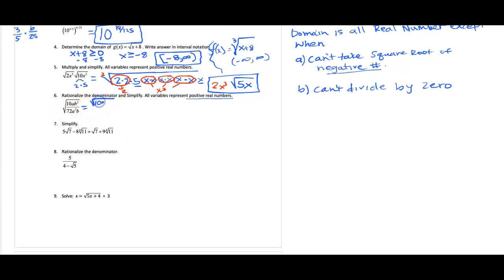So I'm going to put the square root of 10ab squared on the top, and then in the bottom, inside the square root, I have 72a cubed b. I'm not going to put equals here yet because we're going to do something else at this point.